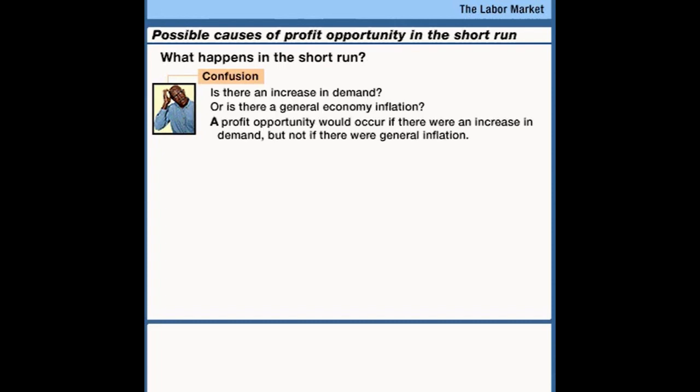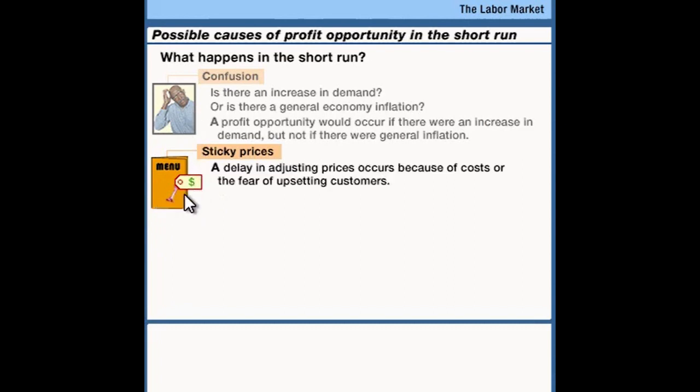We've considered the problem of sticky prices. That is, it takes a while to adjust your prices because of the cost of printing a new menu or the fear of angering your customers. In that case, a profit opportunity is created in the short run as some businesses fall behind the price adjustment process and become uncompetitive. Now we're going to consider a third thing that can happen in the short run that can create a profit opportunity when the aggregate price level changes. And that third thing is fixed wages.